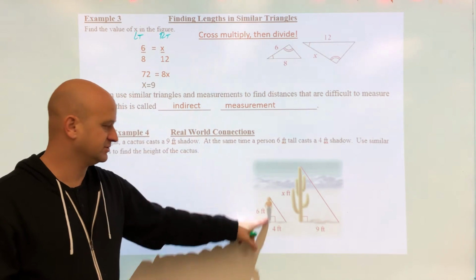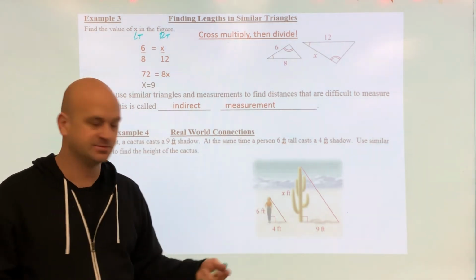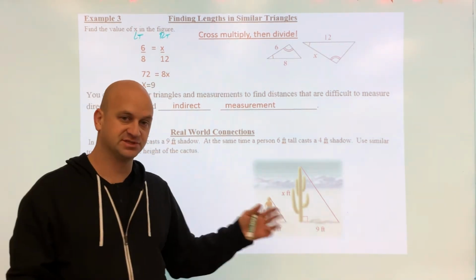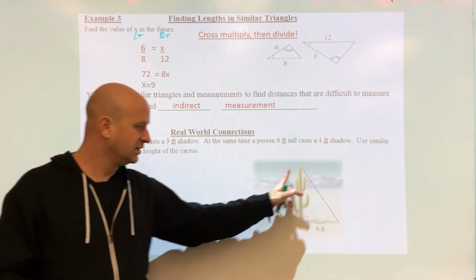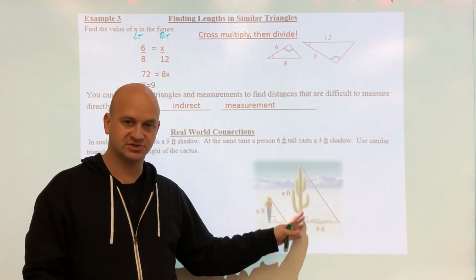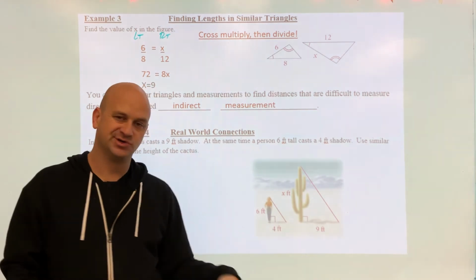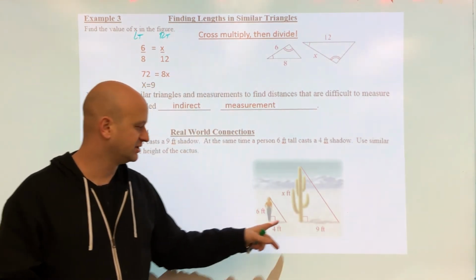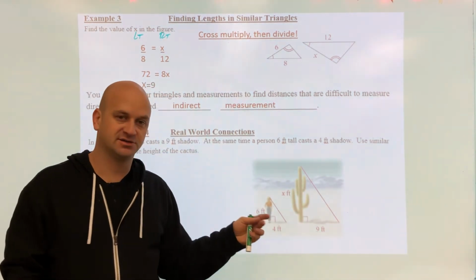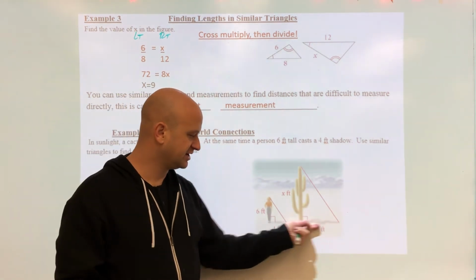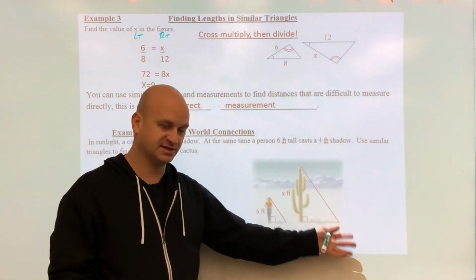So if you have a person who's 6 feet tall at a given time on a sunny day, they have a shadow of, say, 4 feet. Whatever object you're trying to measure, in this problem a cactus, is pretty tall. Some cactuses can get quite tall. So we want to figure out how tall it is. We measure its shadow, which is pretty easy to do, and we find out that's 9 feet.